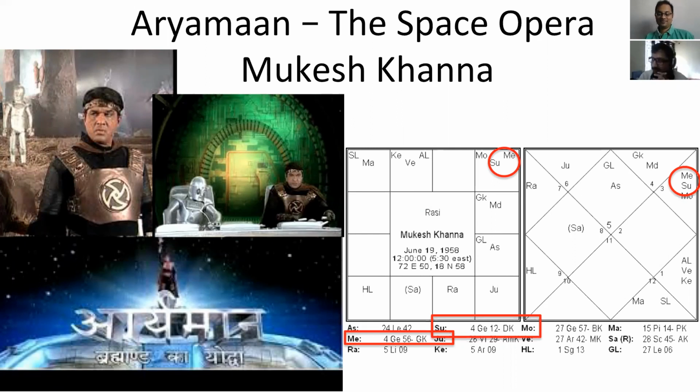This is obviously a research topic. One way I'm seeing it operate is the Sun-Mercury conjunction. Remember, Sun-Mercury conjunction is very frequent. However, I think the reason for his Aryaman to be so strong is because Sun and Mercury are very tightly conjunct, almost 4 degrees from each other.